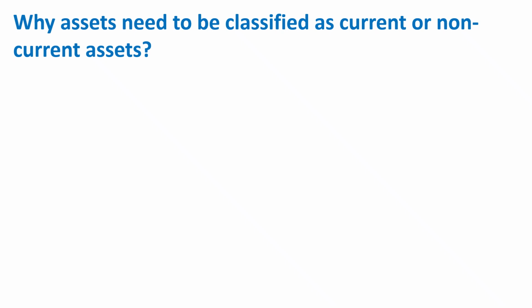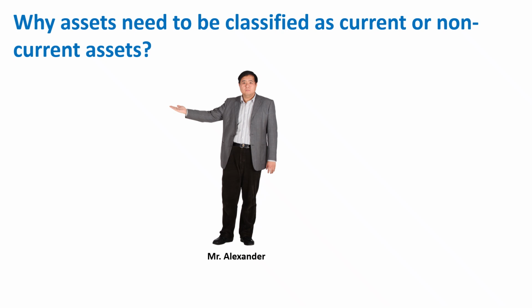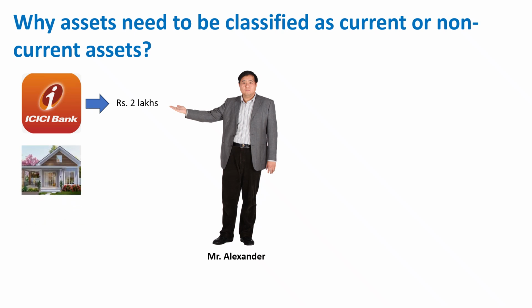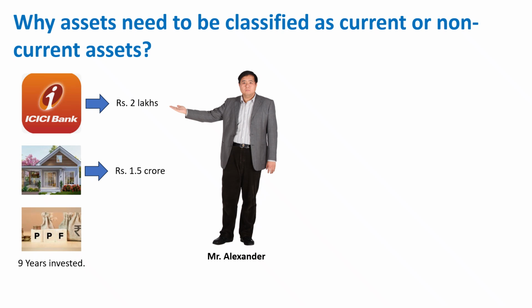So there is one individual, his name is Mr. Alexander, and on a particular day, the assets he is holding are a savings bank account of rupees 2 lakhs in ICICI Bank. He has an own house which is 1.5 crore, and he has invested in a PPF account, and the balance outstanding in the PPF account is 30 lakhs. The investment period is 15 years for PPF, and out of that, 9 years he has invested. That means he can't withdraw this money for the next 6 years.